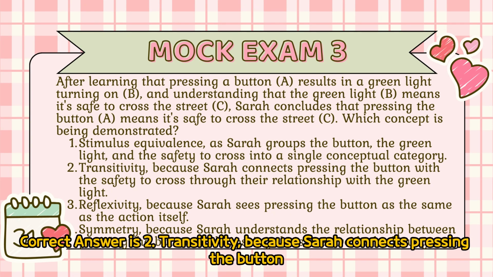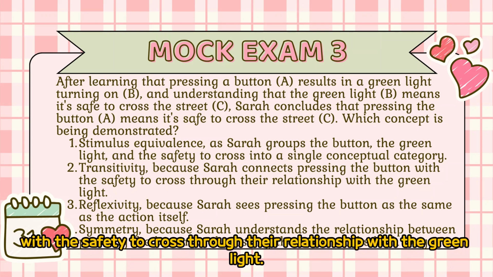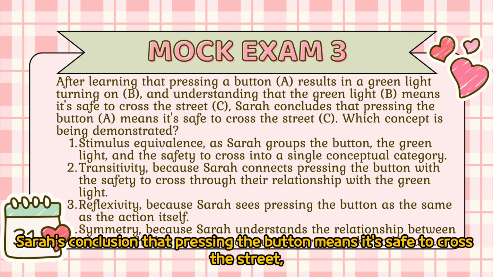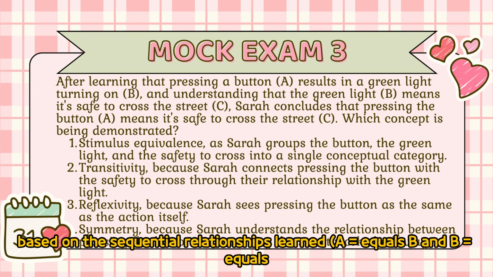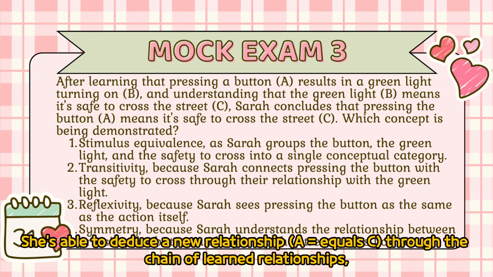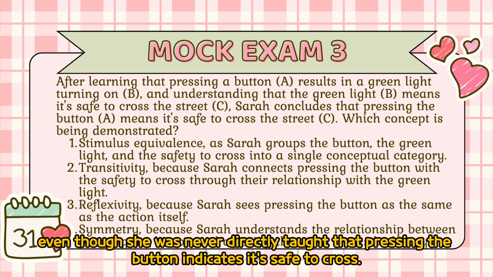Correct answer is 2. Transitivity, because Sarah connects pressing the button with the safety to cross through their relationship with the green light. Let me explain. Sarah's conclusion that pressing the button means it's safe to cross the street, based on the sequential relationships learned, A equals B and B equals C, exemplifies transitivity. She's able to deduce a new relationship, A equals C, through the chain of learned relationships, even though she was never directly taught that pressing the button indicates it's safe to cross.